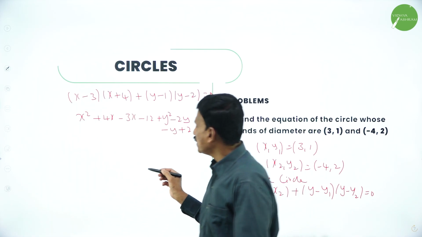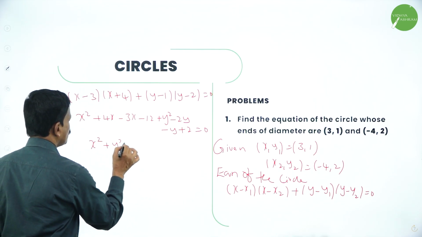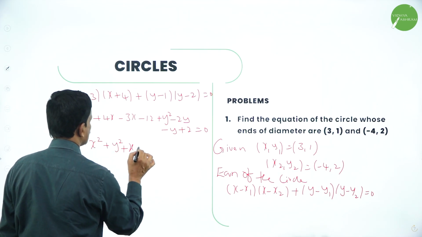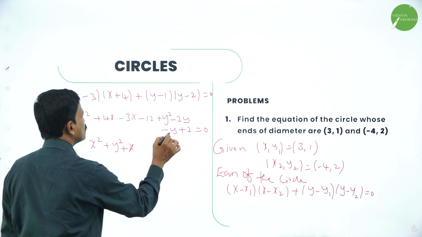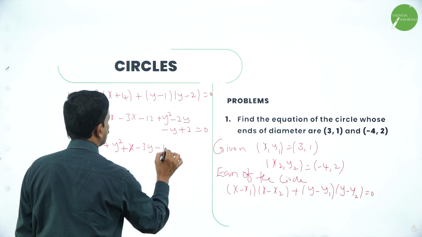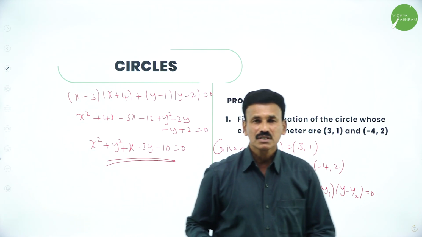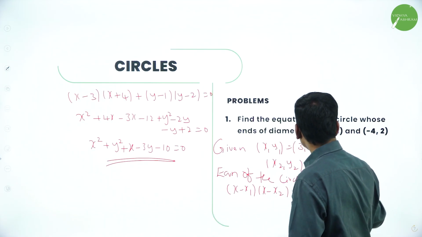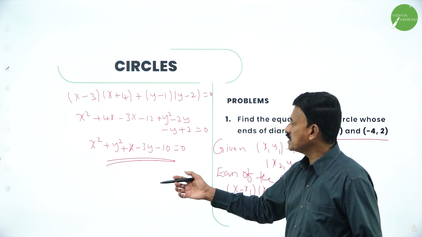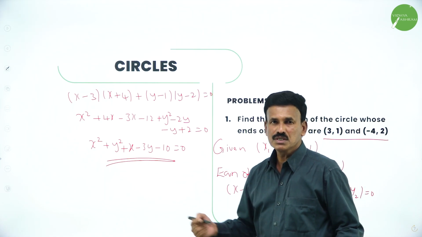Now just put it in order. First write down the x² term: x² + y². Then x: 4x − 3x is +x. Then −2y − y is −3y. −12 + 2 is −10, equal to 0. This is the required equation of the circle. So, the required equation of a circle which passes through (3, 1) and (−4, 2) as the ends of diameter is x² + y² + x − 3y − 10 = 0.